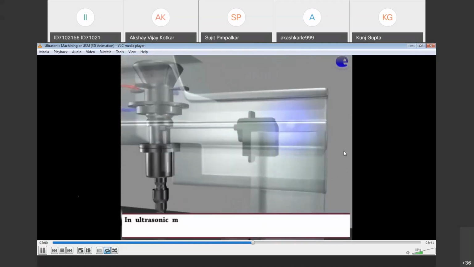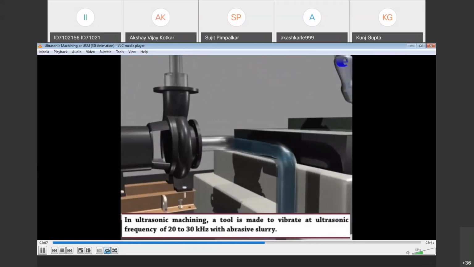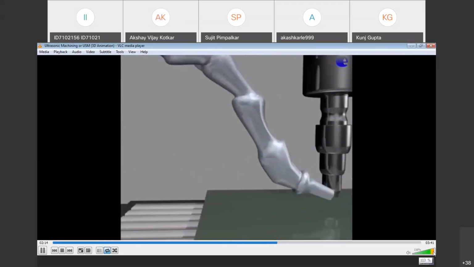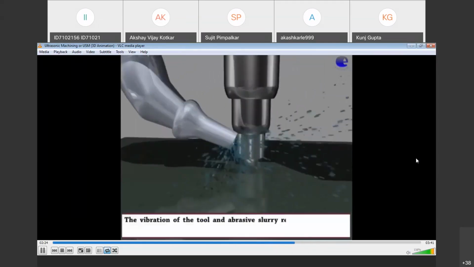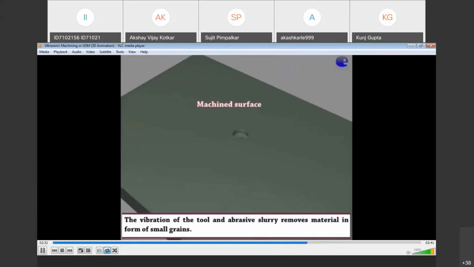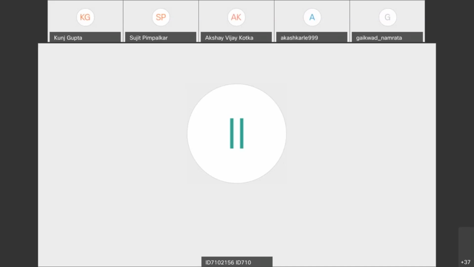So suppose power is given. Okay, so were people able to understand how this abrasive USM works? Student.